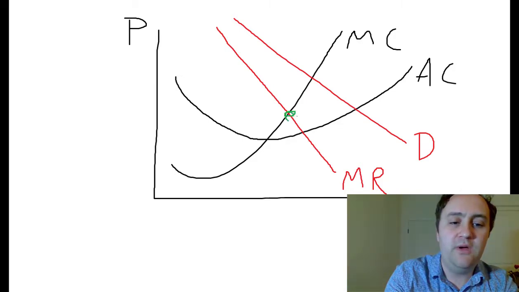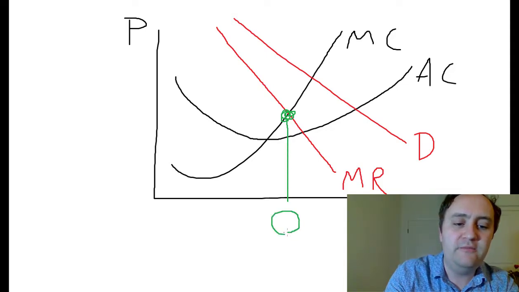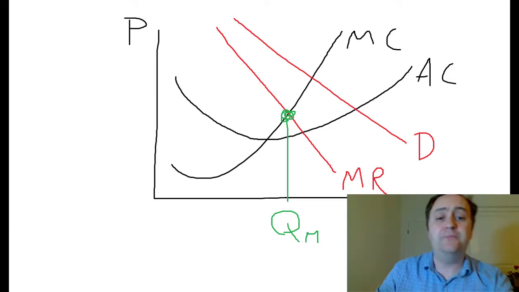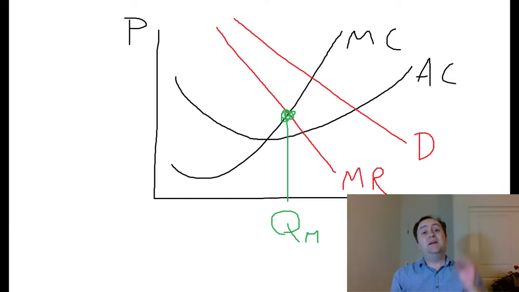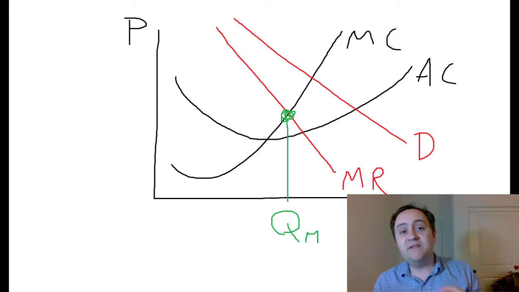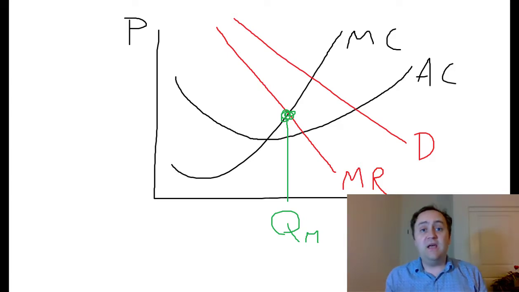So we look for where marginal revenue and marginal cost cross, follow it down. That's going to give us our optimal profit maximizing quantity Q. I'm going to call that QM or Q star. So that's step number one. Step number two, we're going to add a new step that wasn't there for the competitive firms, which is we can also choose our own price.